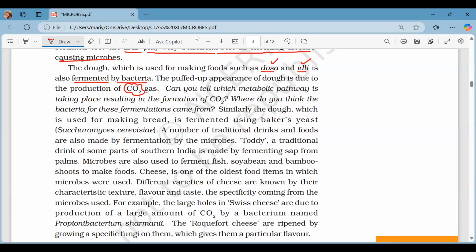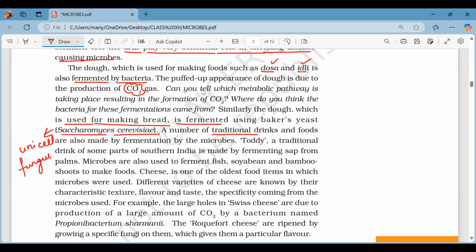Similarly, the dough which is used for making bread also has baker's yeast added, Saccharomyces cerevisiae, which is a unicellular fungus. This is added so that again it will do the process of fermentation, as a result of which the CO2 will be released and the dough will rise.